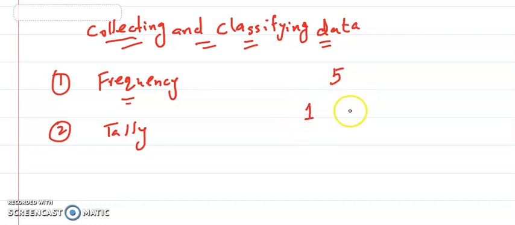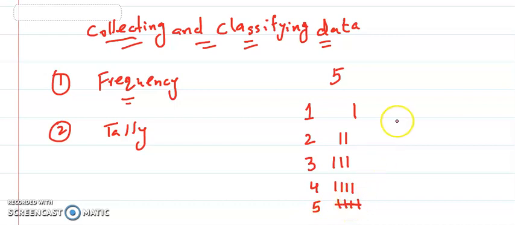For number 1, the tally will be only one straight line. For number 2, the tally will be 2 lines. For number 3, the tally will be 3 lines. For number 4, the tally will be 4 straight lines. For number 5, the tally will be 4 straight lines and then 1 line crossing all of these. That will make the tally for number 5.